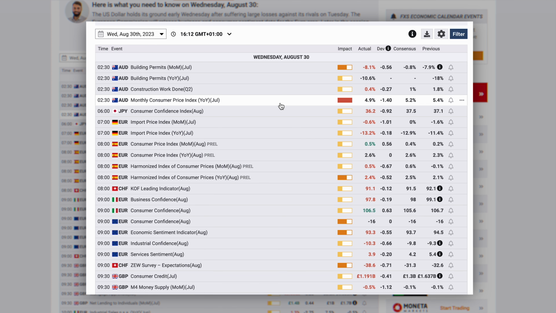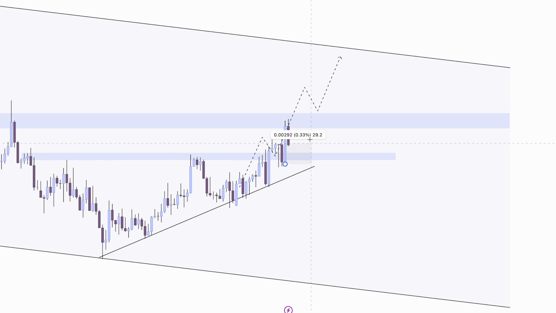And as of today, which is Wednesday the 30th of August, we had a monthly consumer price index data release, which was again in the AUD's favor. So that's why we see this huge, around 62 pip move, bullish engulfing closure bouncing off a support as a reaction to the news.